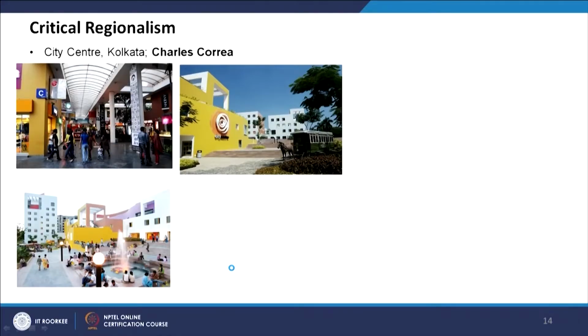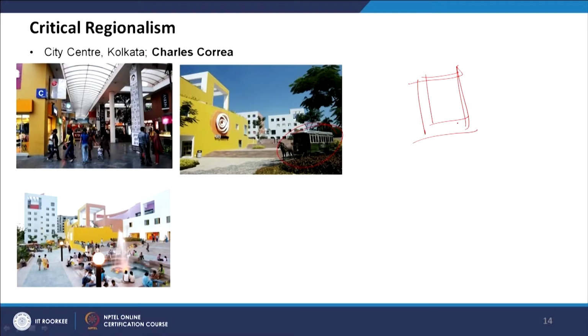There's another example of Charles Correa in Kolkata. This is a city center of Kolkata, with the Kolkata context of the tram and of the street. If you look at this traditional street shopping, these are the traditional ways of shopping. But a shopping mall generally has an atrium, and around that there will be a glass box. That is the general concept of a shopping mall, but he has not designed that.